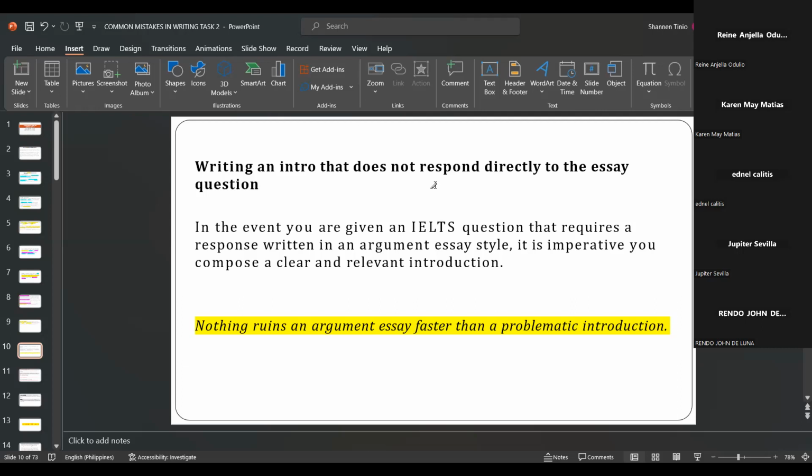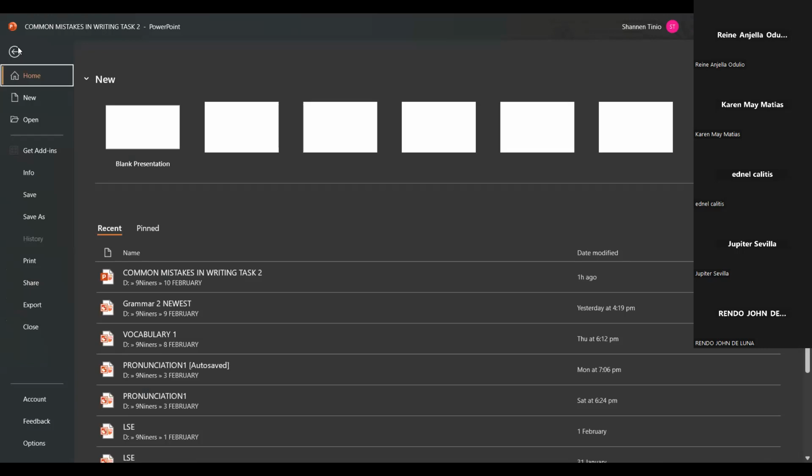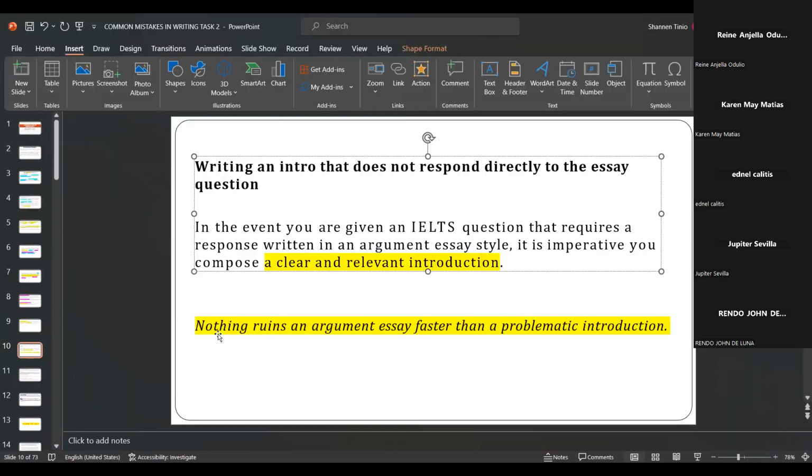In the event you are given an IELTS question that requires a response written in an argument essay style, it is imperative you compose a clear and relevant introduction. Clear and relevant introduction. Nothing ruins an argument essay faster than a problematic introduction. Again, first impressions last. And if your introduction fails it, most likely, the whole thing will fail. Kasi, ganito yan.